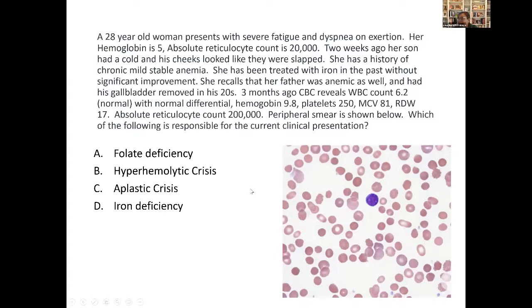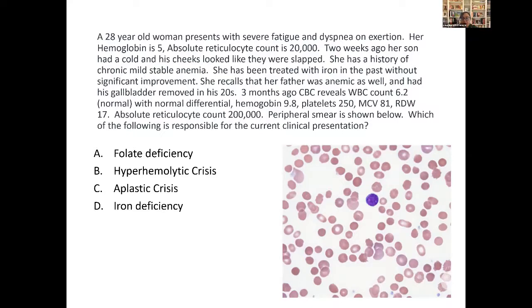I'm going to do a case, and I hope that I will get some participation with that. This is a 28-year-old woman who presents with severe fatigue and dyspnea on exertion, and her hemoglobin is 5, and her absolute reticulocyte count is 20,000, which is severely decreased. Two weeks ago, her son had a cold, and his cheeks looked like they were slapped. She has a history of mild chronic stable anemia. She's been treated with iron in the past without significant improvement. She recalls that her father was anemic as well and had his gallbladder removed in his 20s.